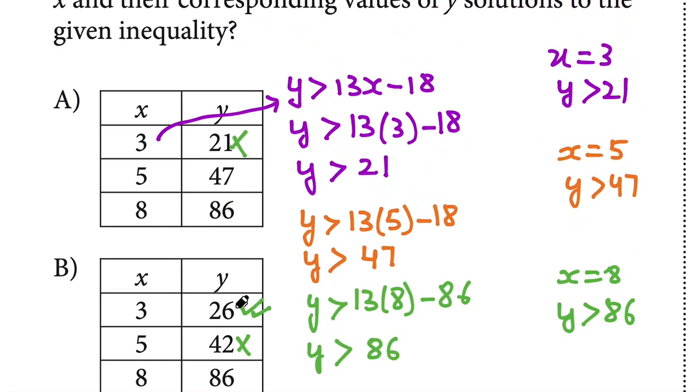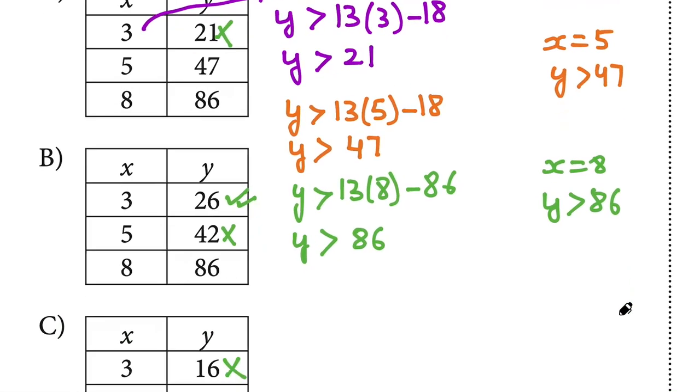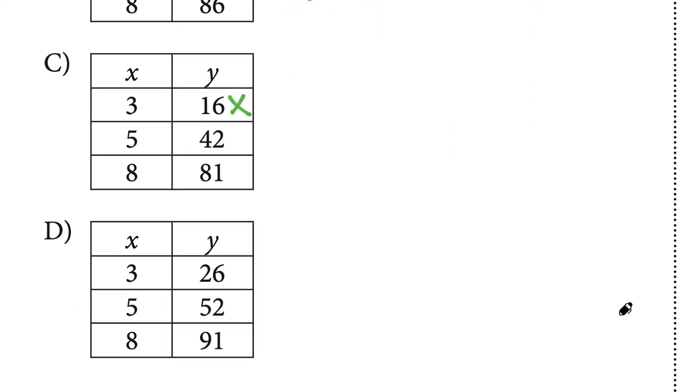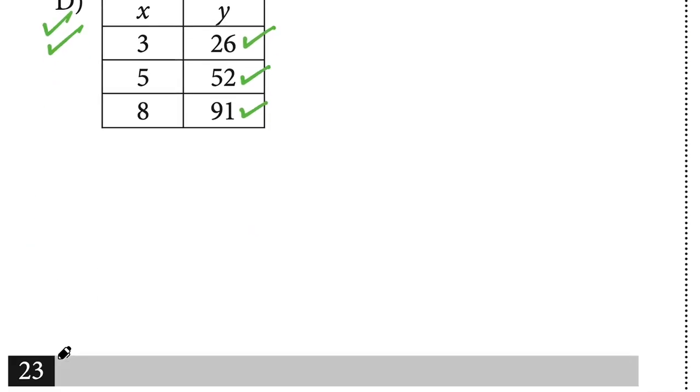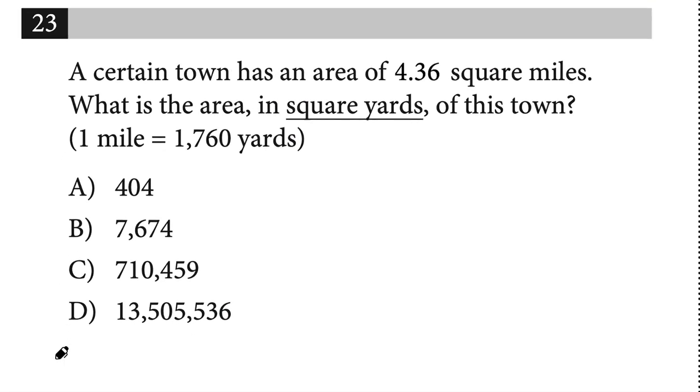Now let's come to the third one. When x is 3, 5 and 8, y has to be greater than 21, 47 and 86. 21, it's greater. 47, it's greater. 86, it's greater. So D option is satisfying all of them. That means D is our correct answer. Okay. Now let's come to 23rd.